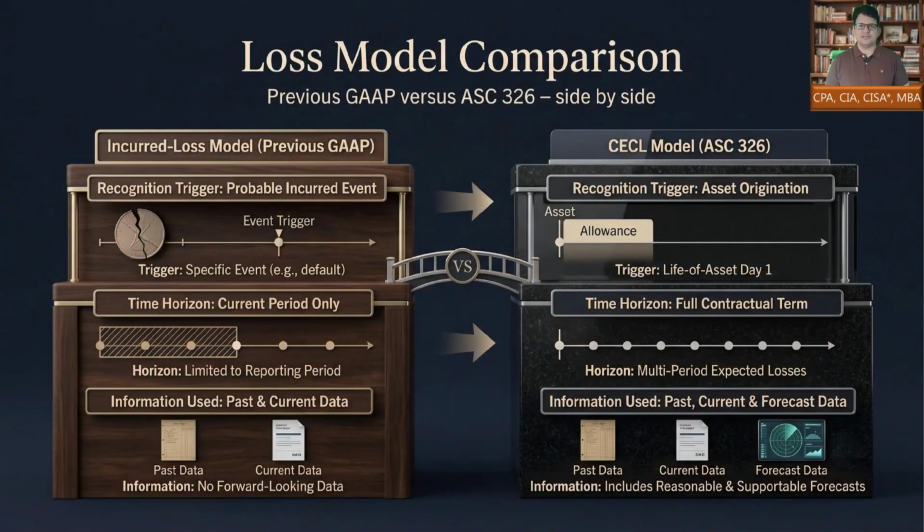This comparison table captures the three main differences. First, recognition trigger. The incurred loss model waited for a probable loss event, while CECL does not require that trigger. Second, time horizon. The old model focused on current known loss events, while CECL estimates expected losses over the full contractual term. Third, information used. The old model mainly used past and current information, while CECL adds reasonable and supportable forward looking information. That is the heart of the change.